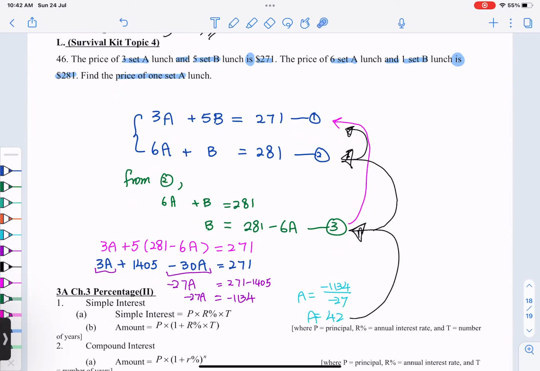One more thing. Where did this A and B come from? Yes, remember to let the price of one set A lunch be $A. Now, why did I put that dollar sign here? Because in my answer, I did not put the dollar sign. But if you want to put the dollar sign in the end, then don't put the dollar sign here. Okay? So that's all for these few survival kit topics.